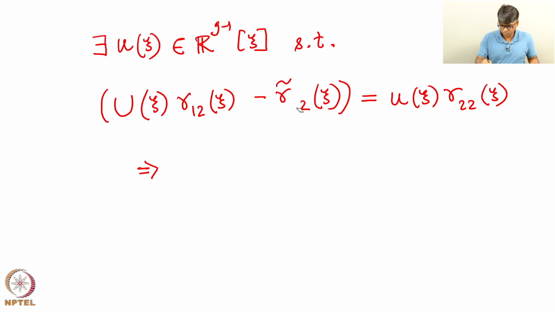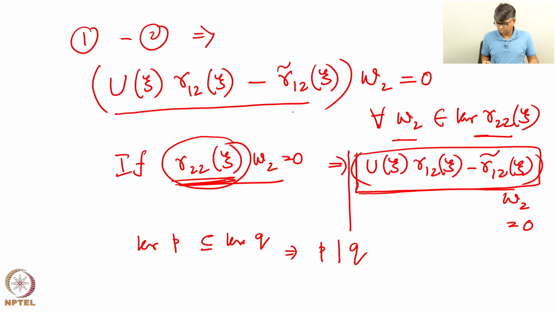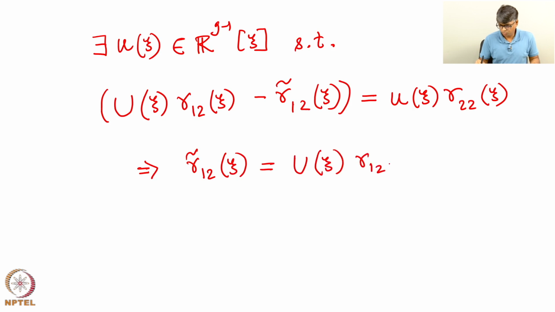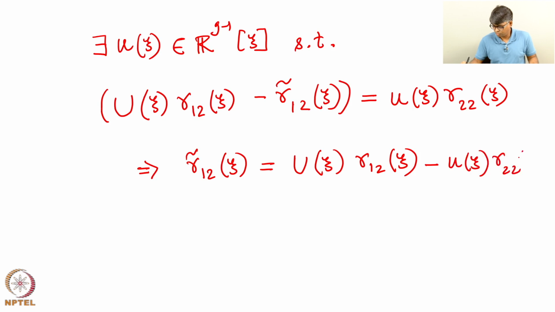Sorry, this is R12, this is R1 to tilde, yes, now it is correct. So, that means R1 to tilde xi is equal to U xi R1 to xi minus U xi R2 to xi.